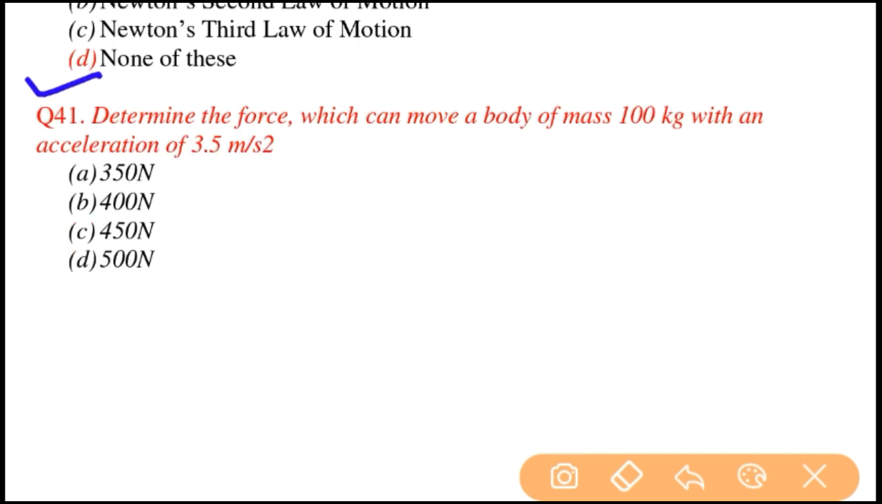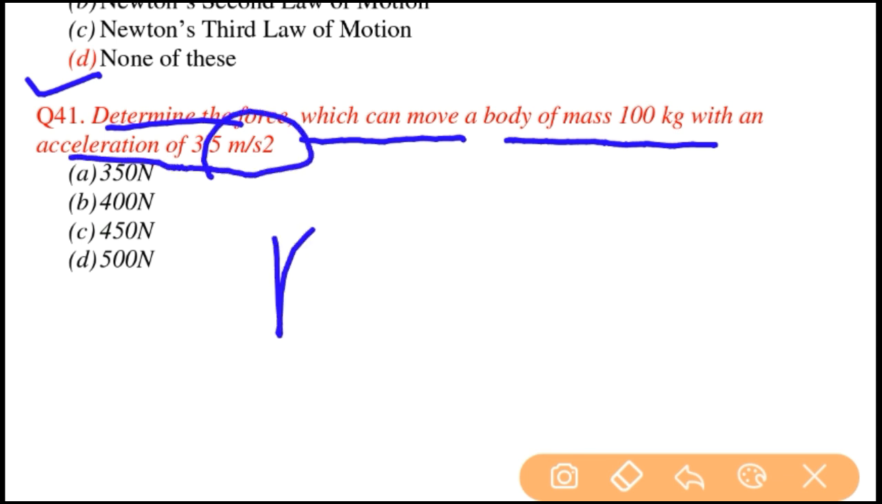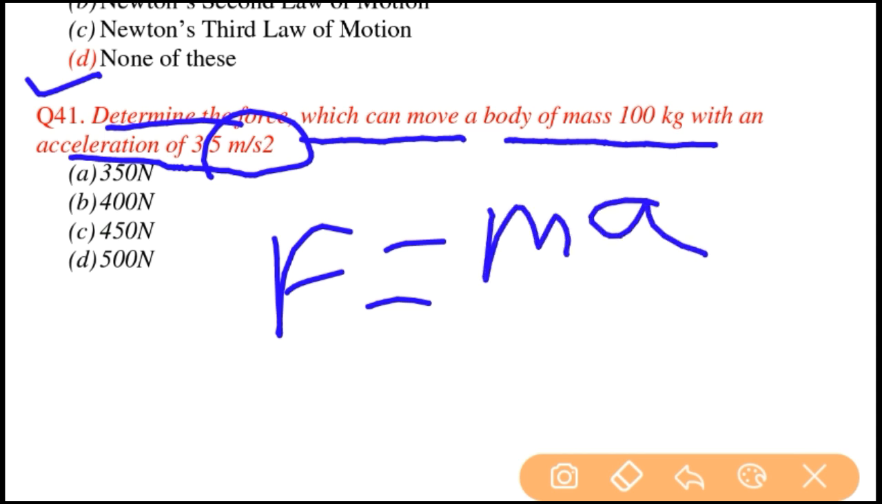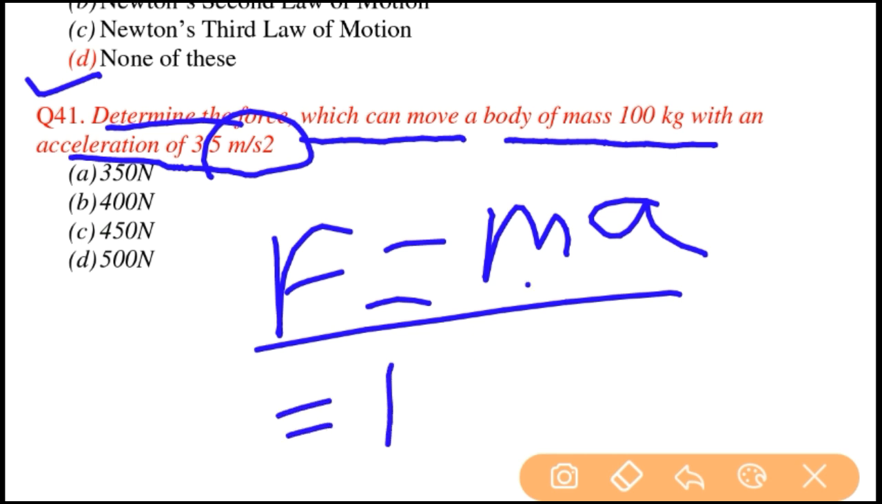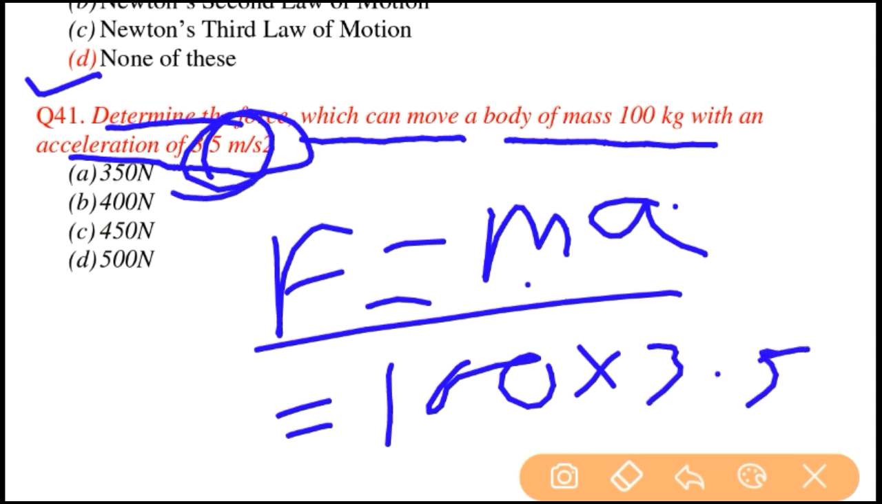In the next question, determine the force which can move a body of mass 100 kg with an acceleration of 3.5 meter per second square. So force equal to mass into acceleration, F equal to ma. So that equal to the mass 100 kg, 100 into the acceleration 3.5 meter per second square, 3.5. So that equal to 350 Newton. Option A will be the correct answer.